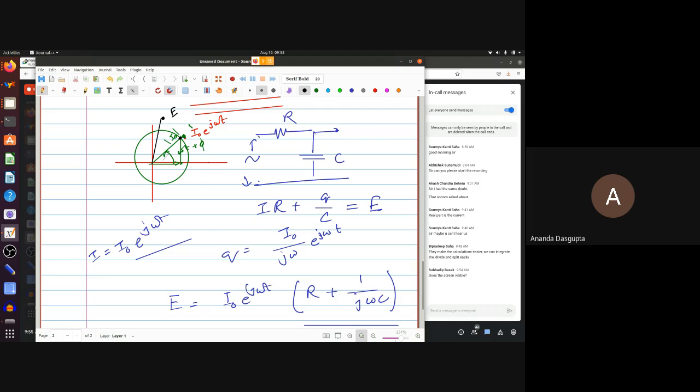Okay, so the E actually makes a bigger, in this case, a bigger angle with the horizontal axis, simply because R plus 1 by j omega, sorry, I got this wrong. This is completely wrong. In this particular case, R plus 1 by j omega C, oops, this cursor is really giving me trouble. I will have to find out ways of increasing its size. I can't see the cursor, so I can't even see where I am writing.